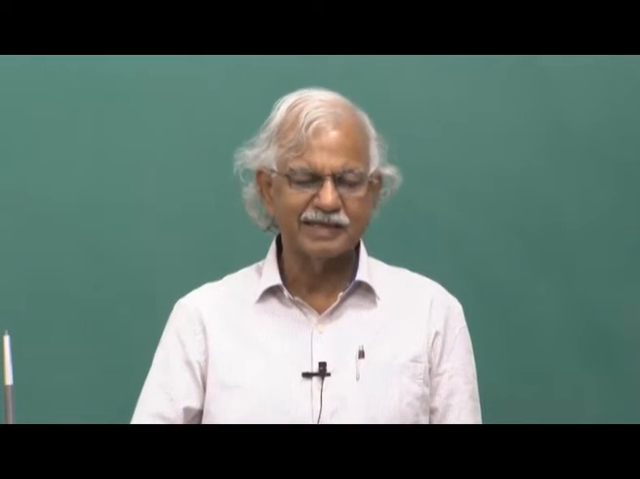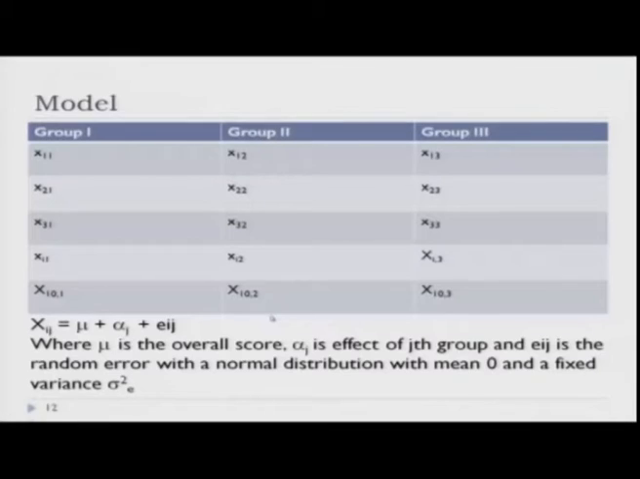So, in general, the model or the data set for which analysis of variance is used would look like this. Now, interestingly, the model of the ANOVA is expressed not in terms of variances, but like this.